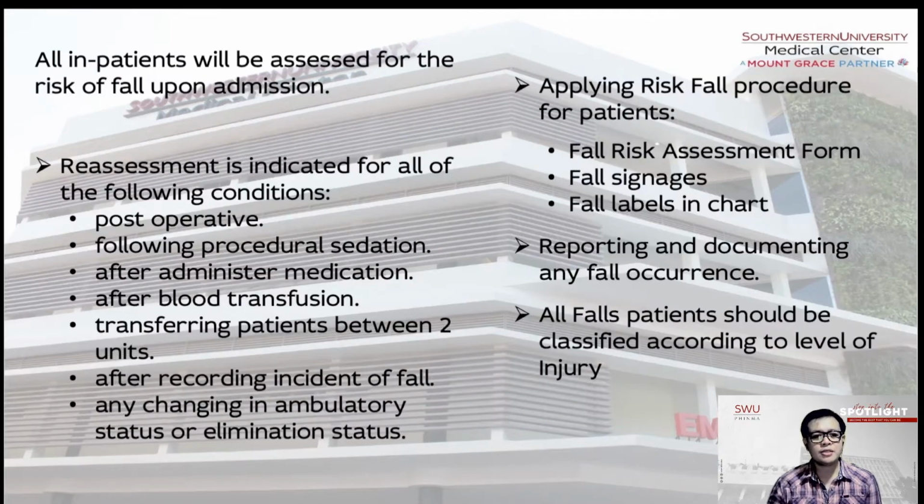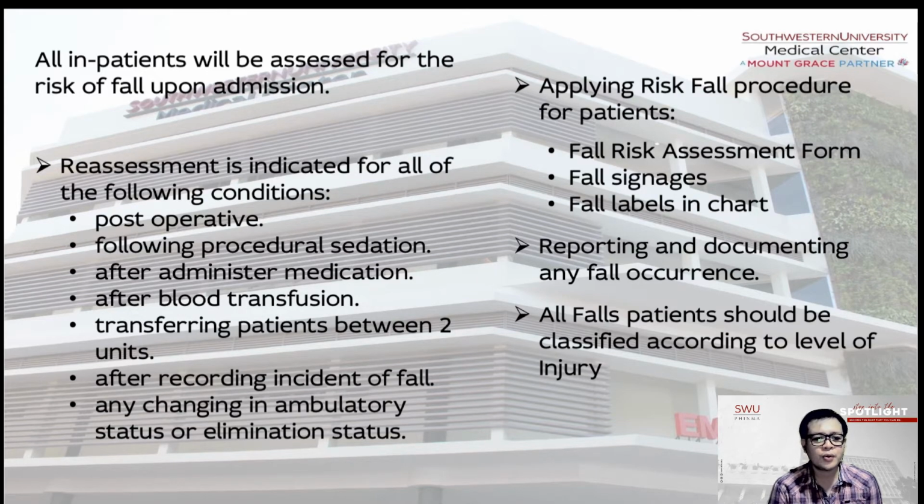So all inpatients will be assessed for the risk for fall upon admission. When the patient comes inside the emergency room, the nurse should have a critical eye in terms of assessment and make sure that there is a reassessment indicated for all the following conditions. First is post-operative. Second is following procedural sedation. Next is following administration of medication, after certain blood transfusion that is being conducted, and even transferring patients between two units, from one unit to the other.